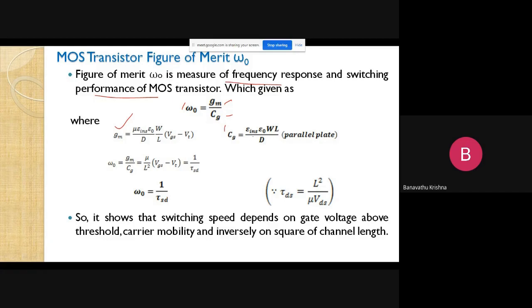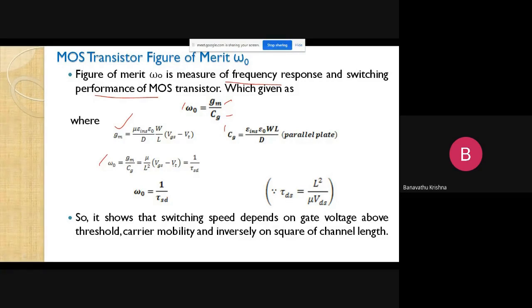So from that, after simplification, we get this value: omega naught equal to Gm by Cg equal to mu by L square into VGS minus VT. That is equal to 1 by tau St. Right? So let us see here. Suppose we want to replace VGS minus VT with VDS, suppose in saturation mode.